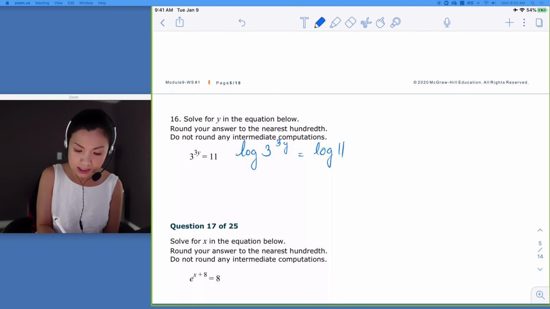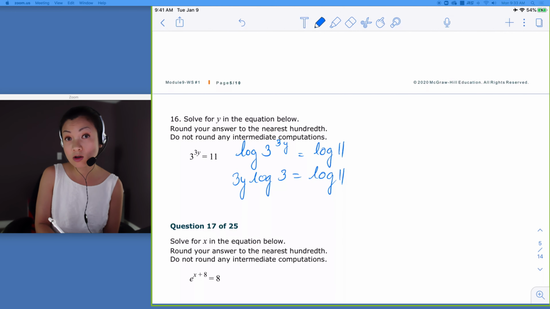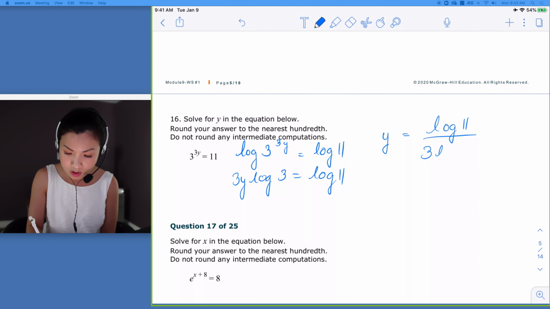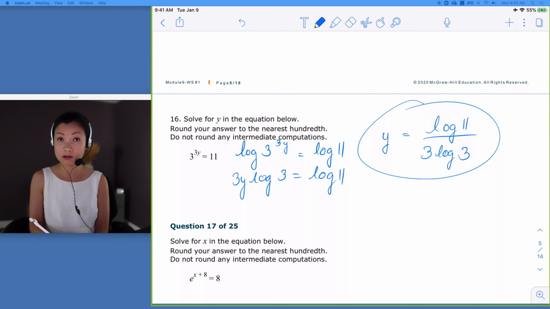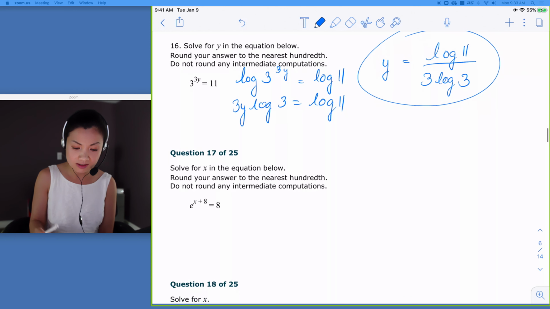Now, because I apply log, I can use the property. So I'm going to move the 3y to the front. And now I just solve for y. So y is going to be log 11, and I divide by 3 log 3. And then from here, you can use your calculator for it. Okay. All right.